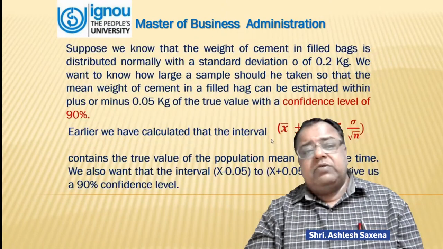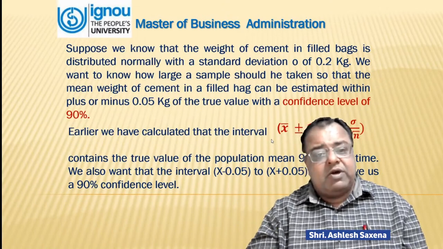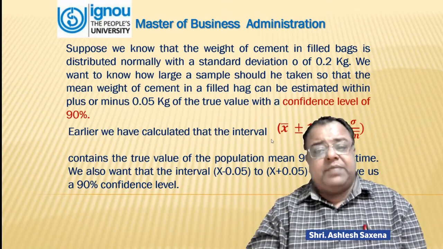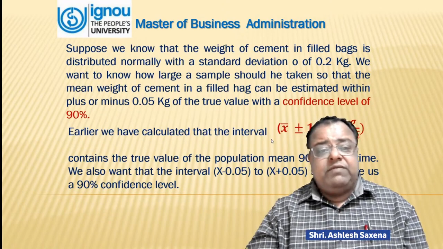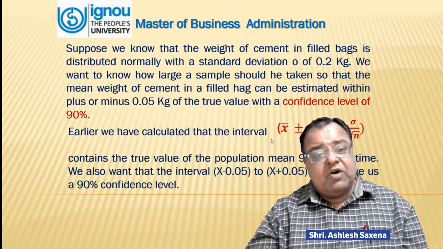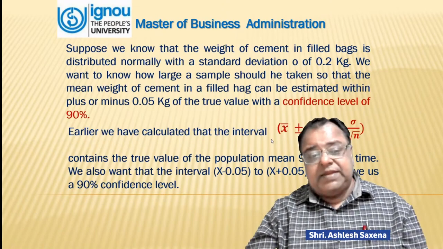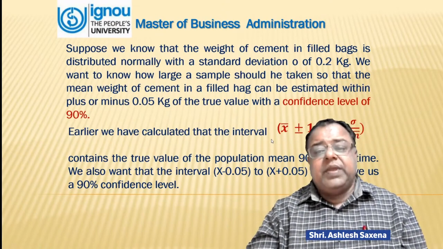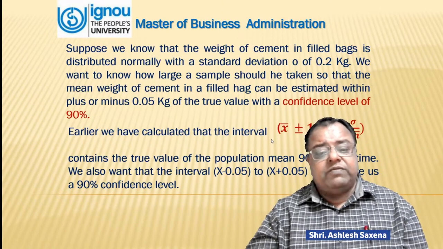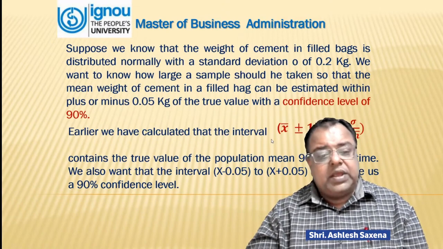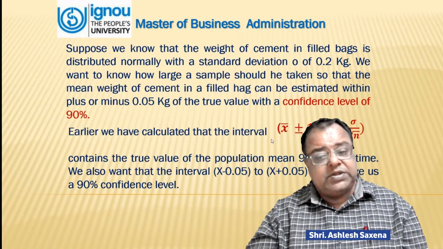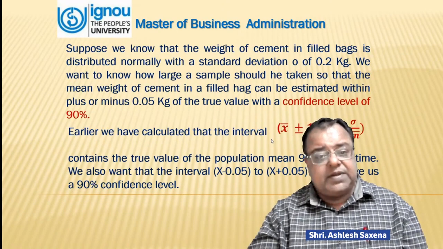determined. Suppose we know that the weight of cement in field bags is distributed normally with a standard deviation of 0.2 kg. We want to know how large a sample should be taken so that the mean weight of cement in a field bag can be estimated within plus or minus 0.05 kg of the true value with a confidence level of 90%. For that, we can use the formula x bar plus minus 1.645 times sigma upon root n, which contains the true value of the population mean 90% of the time. We also want the interval x bar minus 0.05 and x bar plus 0.05, which will give us a 90% confidence level.